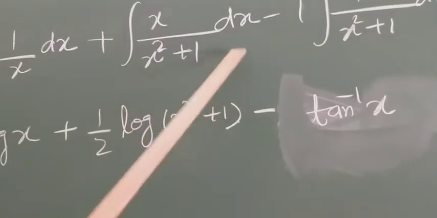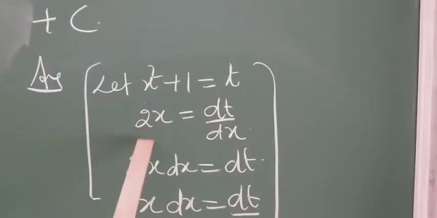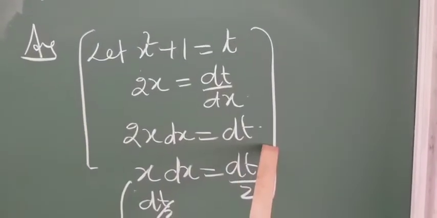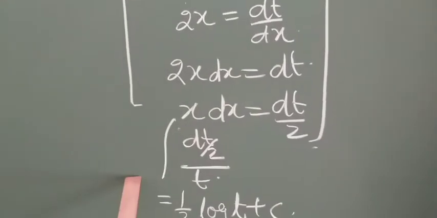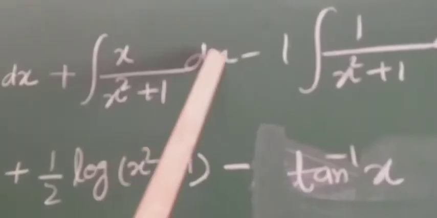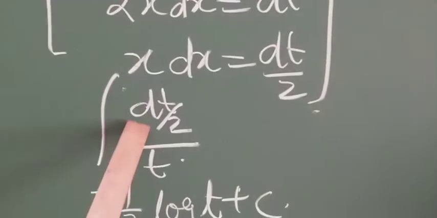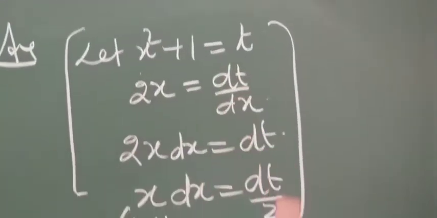Now students, how can we get its integral? I have written it on one side. I have supposed here x squared plus 1 equals t. So its differentiation, 2x equals dt upon dx, 2x dx equals dt, x dx equals dt by 2. So in the integration, in place of x dx we can write dt by 2 upon t. So 1 upon 2, integral of 1 upon t is log t plus C. Replacing t, in place of t we put x squared plus 1. So 1 upon 2 log (x squared plus 1) plus C.